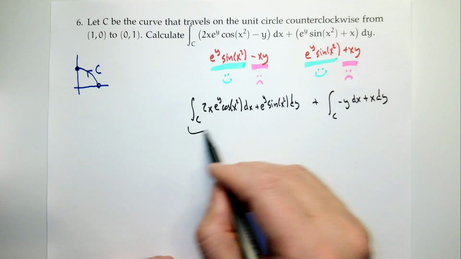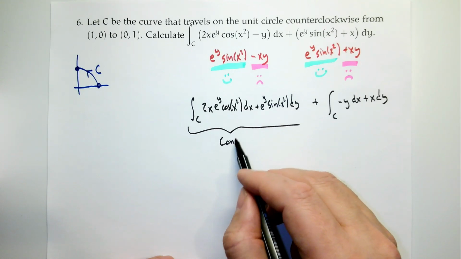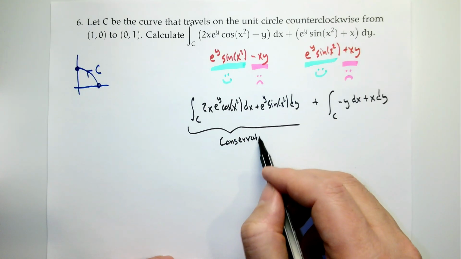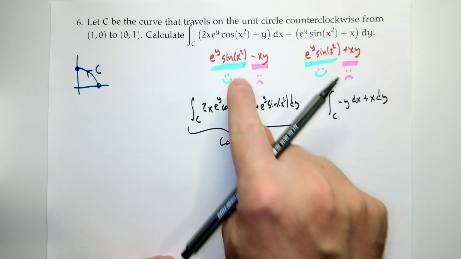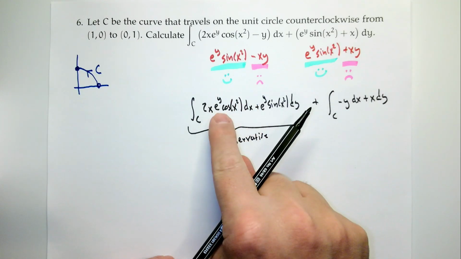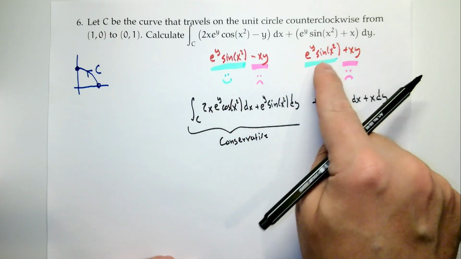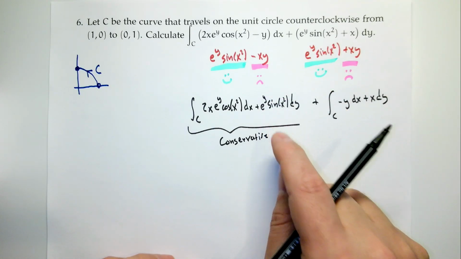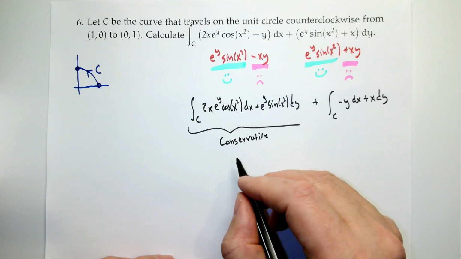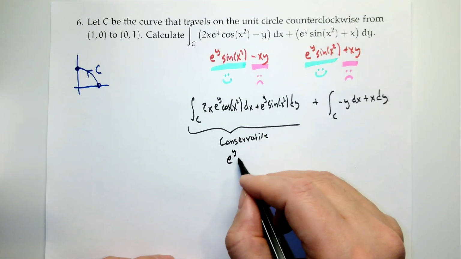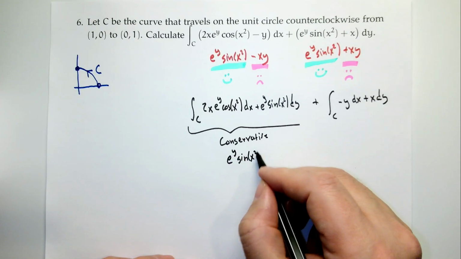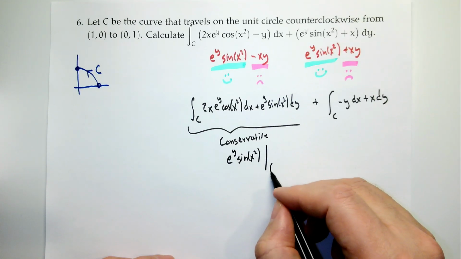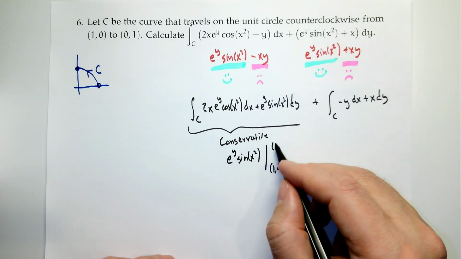Now, the first part, this is conservative. Now, why is that? Well, if you look, this is the derivative of e to the y sine x squared with respect to x. This is the derivative of e to the y sine x squared with respect to y. So in particular, we get that this is e to the y sine of x squared from the start point, 1, 0, to your end point, 0, 1.